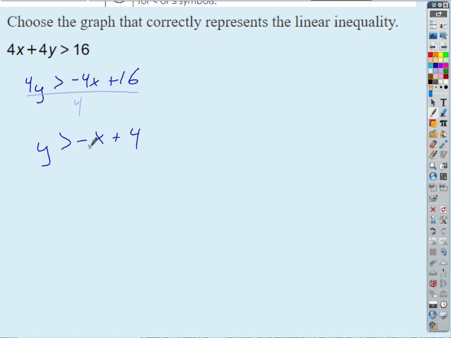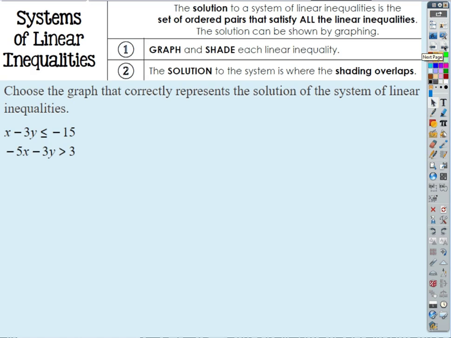I create my boundary line, and then here's the only part we've got to really focus on. Am I going to shade above or below the boundary line based on that? Above, right? I want y values that are greater than the boundary line. So I'm going to skip this example so I can be a little faster. Let's just jump right into systems, okay?